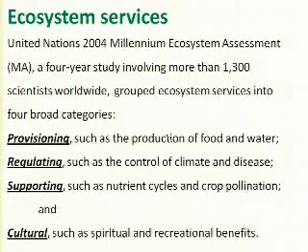In the United Nations 2004 Millennium Ecosystem Assessment, a four-year study involving over 1,000 scientists all over the world grouped ecosystem services into four major categories: provisioning, regulating, supporting, and cultural. Cultural means spiritual and recreational. Supporting includes nutrient cycling and crop pollination. Regulating means global climate change and diseases. Provisioning is production of food and water.